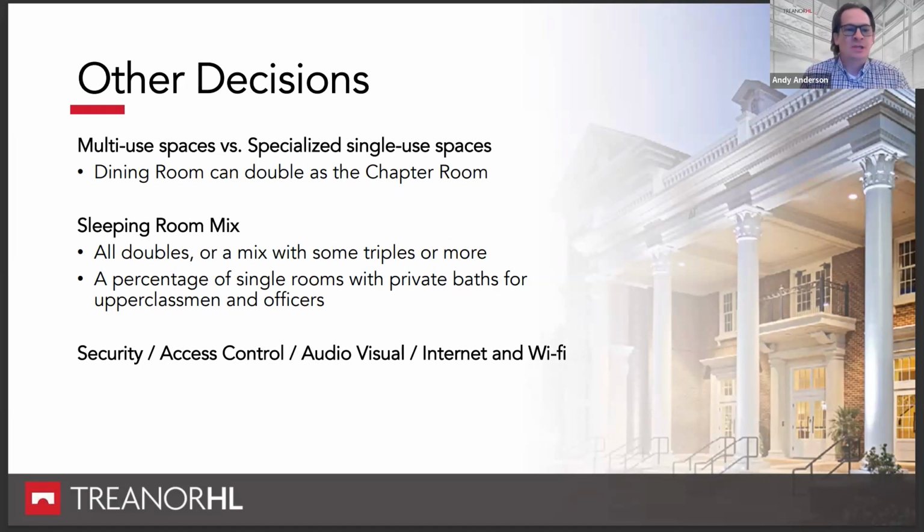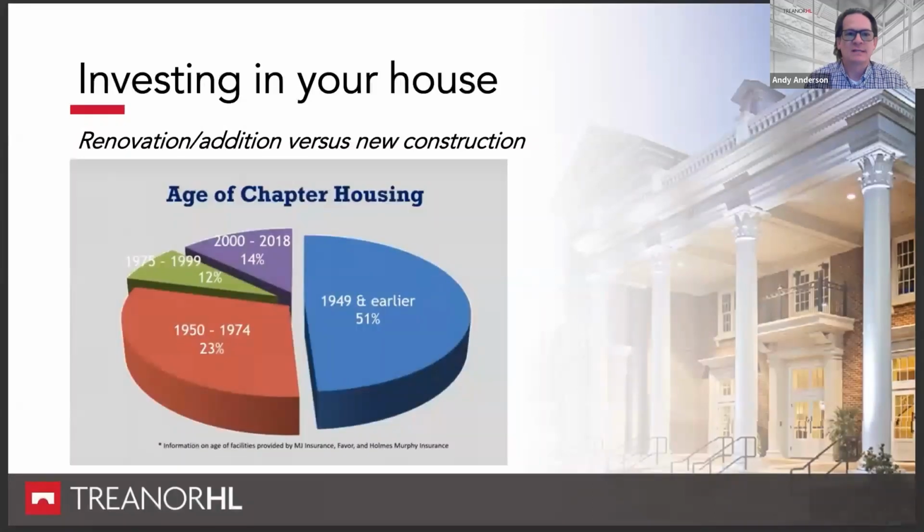Finally, security, access control, AV, internet, and Wi-Fi, all those low voltage systems, as we call them, are very important and integral to a Greek house, especially fraternities. And so we help you navigate those often complex and difficult to understand systems to achieve the best low voltage systems for your house. All right, let's go to the next slide.